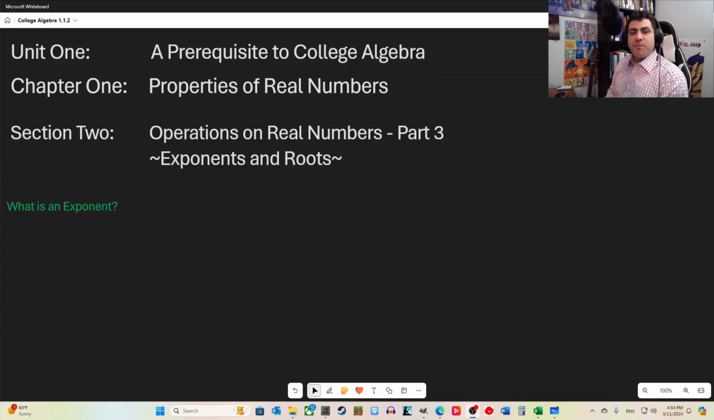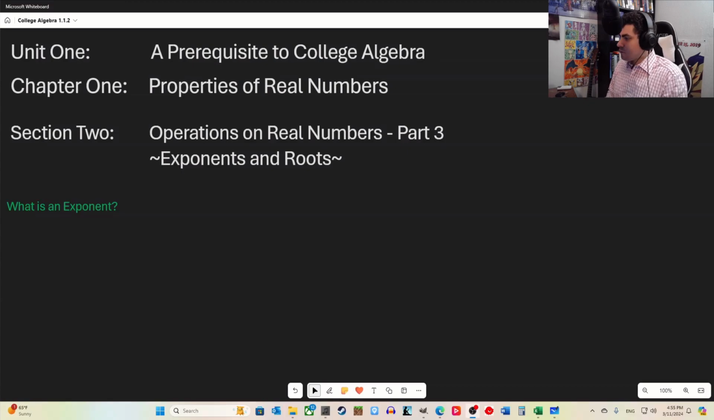We are still in Chapter 1, the properties of real numbers. In this section, though, we are continuing this same section of operations of real numbers. We have done addition and subtraction, we have done multiplication and division. We are moving on to exponents and square roots. This will broaden our access to types of numbers and how we can use them, how we can access them, how we can manipulate them, and other cool stuff down the line. So, part 3, exponents and roots.